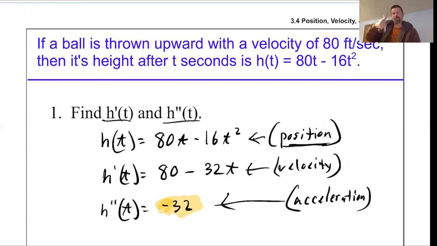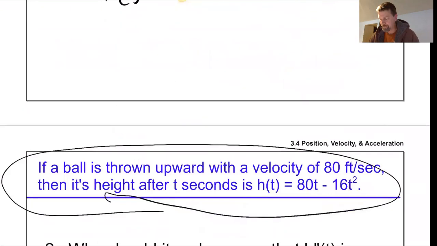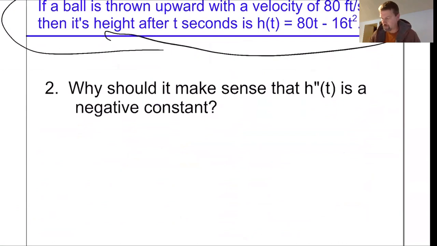Up is a positive direction, down is a negative direction, and gravity pulls downward at a constant acceleration. In fact, it pulls downward at exactly 32 feet per second squared. That's why it's a negative 32. All right. So why should it make sense that h double prime is a negative constant?